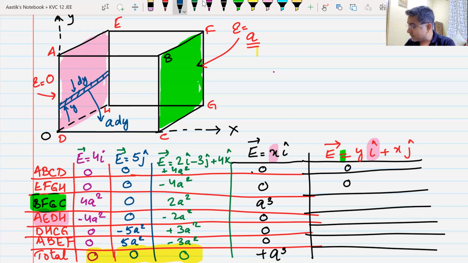And the value of electric field is y. So I multiply this by y. So the small flux is A into y into dy. The total flux will be the integral of this from 0 to A. That is your answer. This field is along I. This area vector is along minus I. So the answer would be negative, and your answer would be minus a cube by 2. Do we understand this?